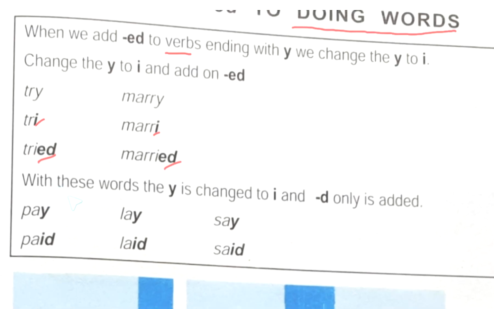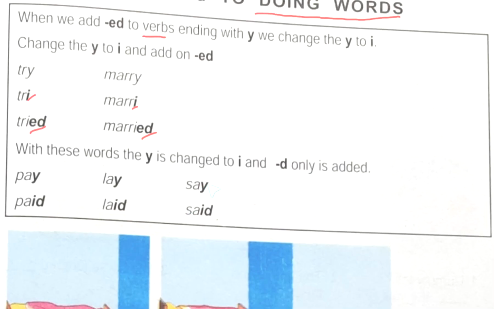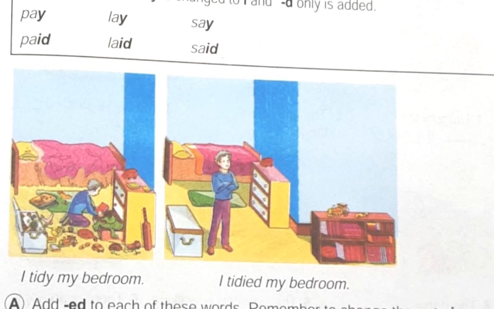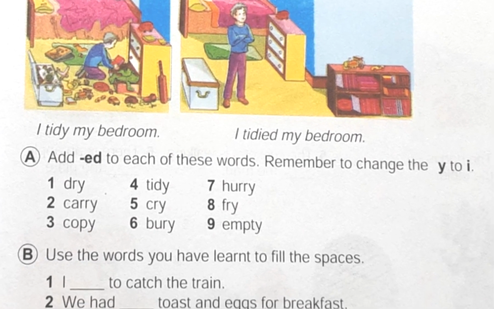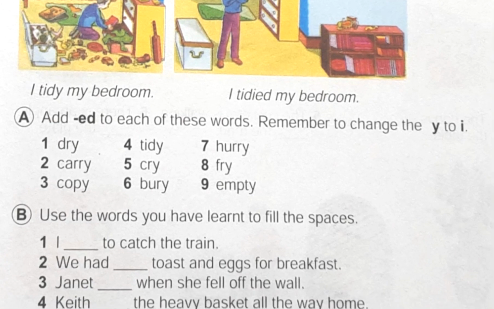After that, it's written with these words, the y is changed to I and only d is added. Pay, paid, lay, laid, say, said. There is the difference. In the earlier words we made y into I and then added ed, but here we have just made y into I and after that added only d. So after reading this, we will find two exercises and we will do them and you will find the topic is so easy. Here see, I tidy my bedroom.